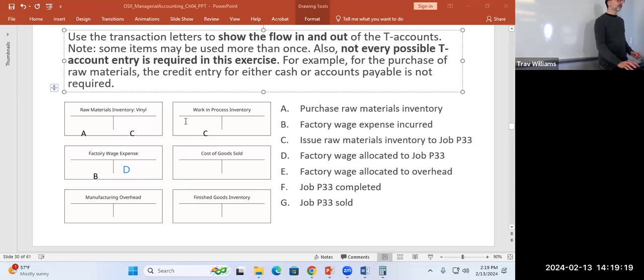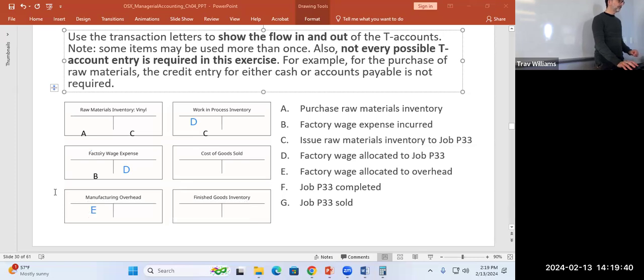It is. It's going into work in process inventory. Just like the materials went into that account, so will the labor costs. Okay, then we have E, factory wage allocated to overhead. How do we do that? Okay, so it's going to go into manufacturing overhead.